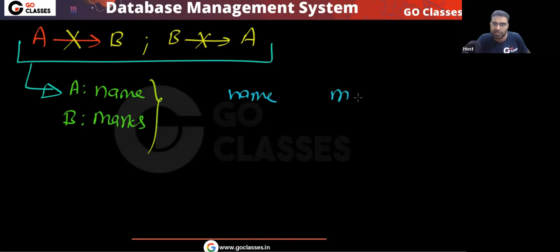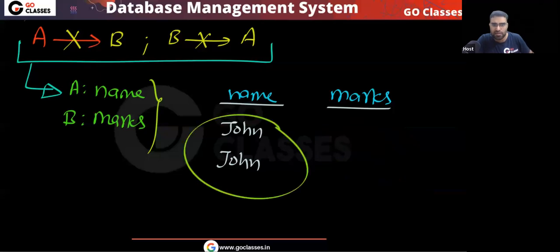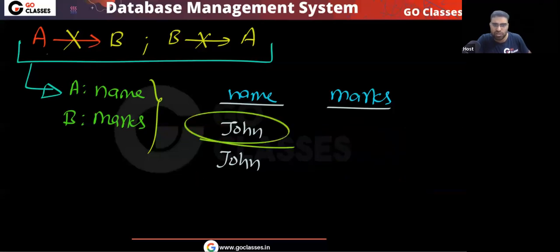Name and marks. In two tuples, let's assume I am putting the same name, John, here also John. Now, is it mandatory that they have the same marks? These are two different students. This John is different, this John is different. Can I say they will have the same marks? No, they can have different marks.